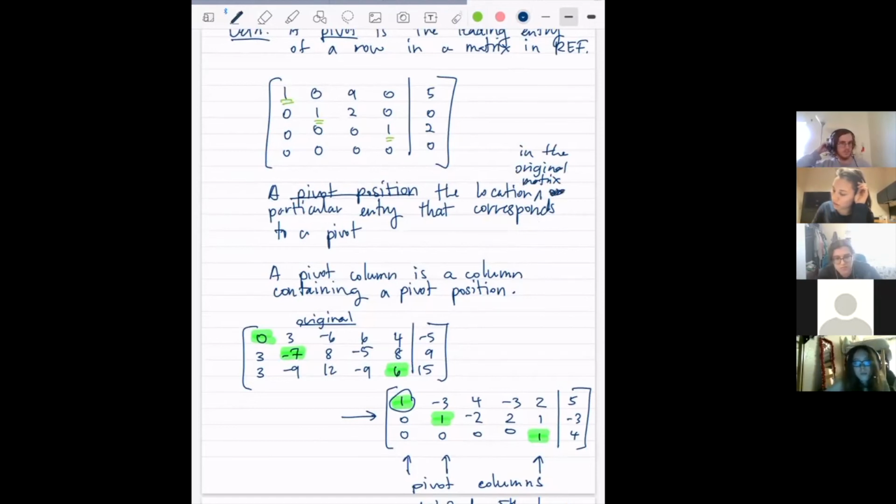And I'll just get rid of this. Oh, I see what you meant now. Okay. I'm sorry about the wording. I think it was probably pretty confusing. Yeah, in the original matrix, it corresponds to a pivot in the row echelon form. Oh, oops, that didn't work.